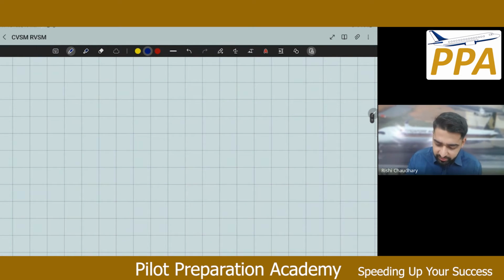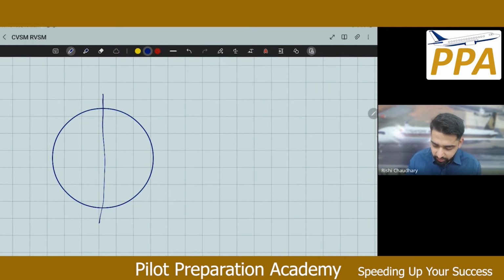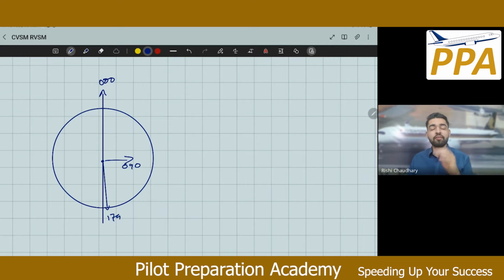So if the plane is going in this direction, first I'll make a circle. Okay, and if I make a line like this, and a line like this, then from here, any heading from 000 to 010, 020, 030, 090, and till 179, if a plane is going from 000 to 179, it is in one particular group, in one particular semicircle, right? This is one half of the semicircle.